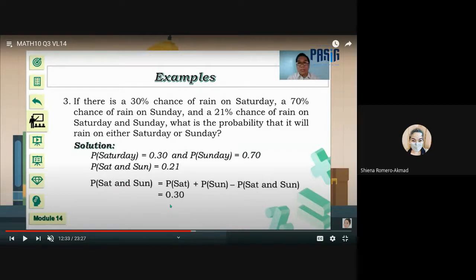So 0.30 plus 0.70 minus 0.21, it will give us 1 minus 0.21, which is equal to 0.79 or 79%. So mataas ang tsansa na ulan on Saturday or Sunday. May question pa ba dito?